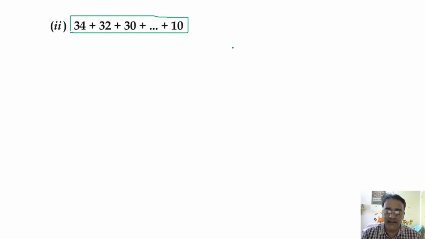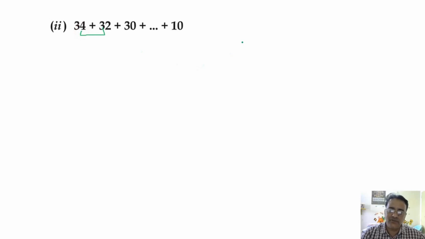The sign of d? Minus. Yes, it should be negative. Sometimes even very good students make a mistake. Here the difference looks like 2, so immediately they write d equals 2.